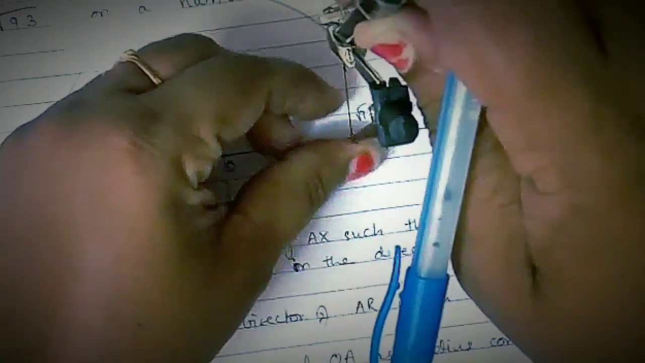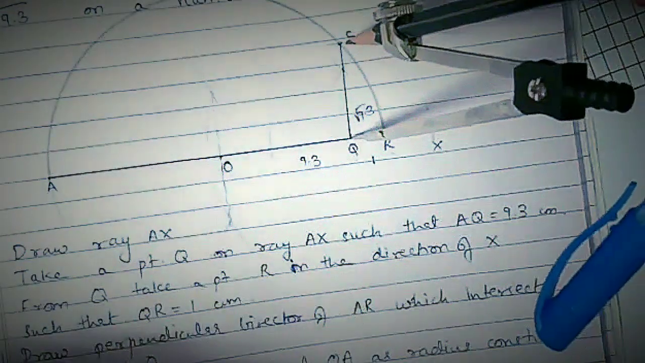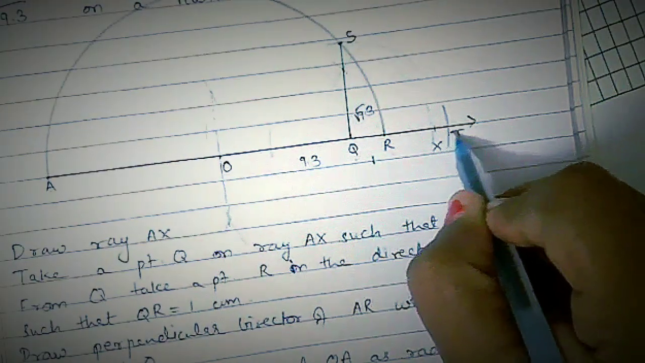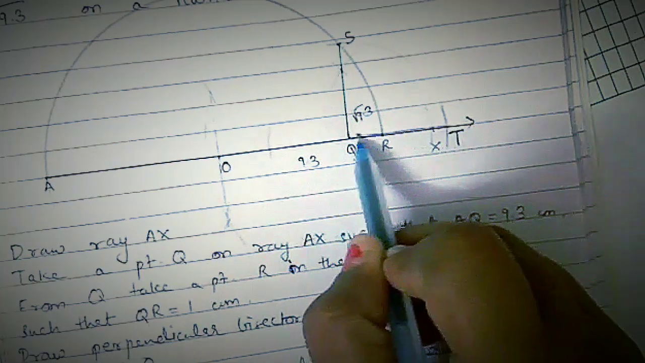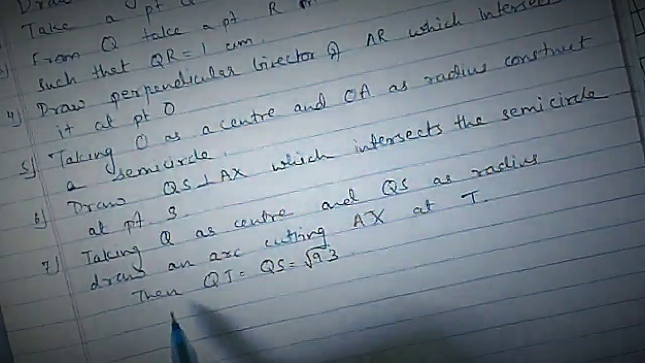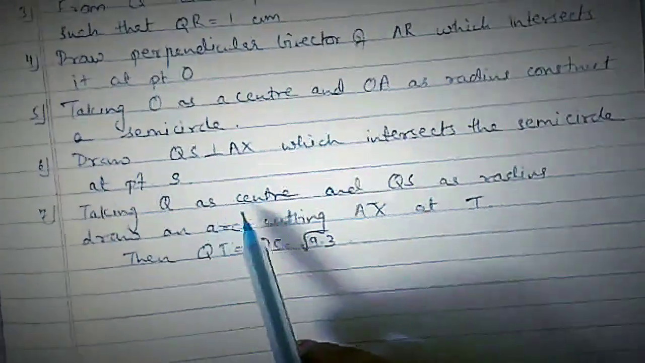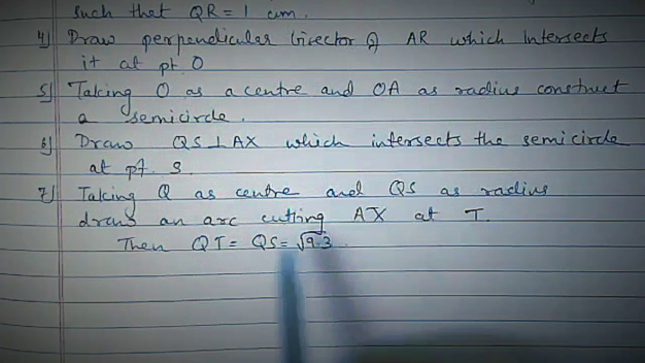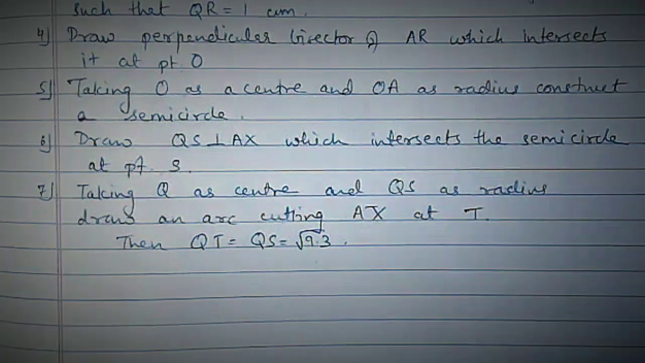Now suppose if I want the same line segment on a number line, right? So you have to take Q as a center and QS as radius. Okay, so this is the way you are going to adjust and obtain a point with that measurement. I am getting a new point T, right? So we got Q to T, right? This measure is equal to root 9.3. So this I have mentioned in my last step. Taking Q as a center and QS as a radius, draw an arc, cutting AX at T, and so QT is equal to QS, which is equal to root 9.3.